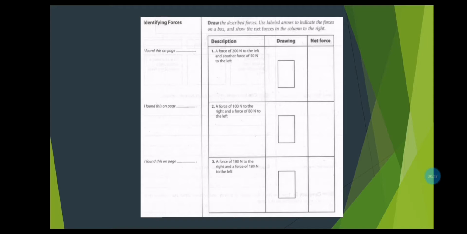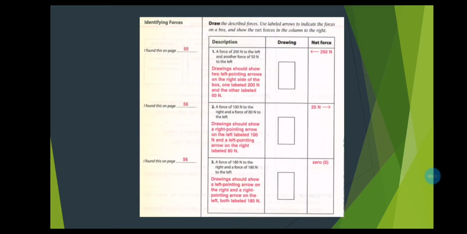The first question, draw the described forces. Use labeled arrows to indicate the forces on a box, and show the net force in the column to the right. Okay, so in the first one, I have a force of 200 newtons to the left and another force of 50 newtons to the left. They have the same sense, so I have to add them. So it's 250 newtons to the left.